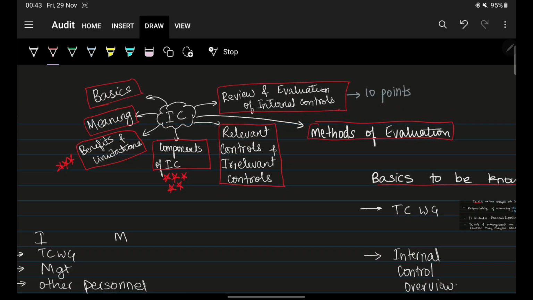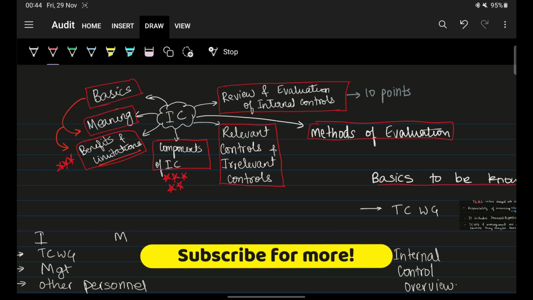Firstly, we're going to cover the basics, which is the meaning and benefits and limitations. Here, limitations has been asked multiple times, so I would ask you to focus here more. Next is the components of internal control. There are basically 5 components, and that also has been asked quite a few number of times.